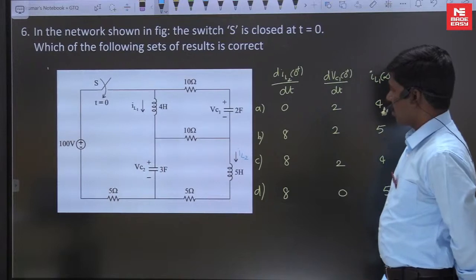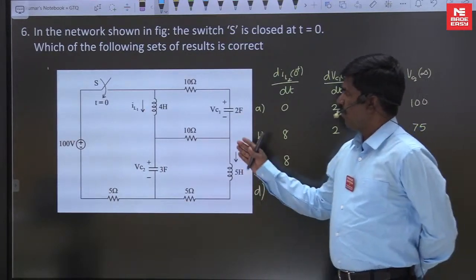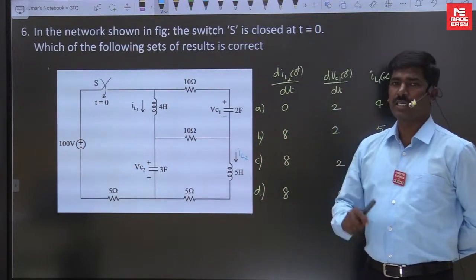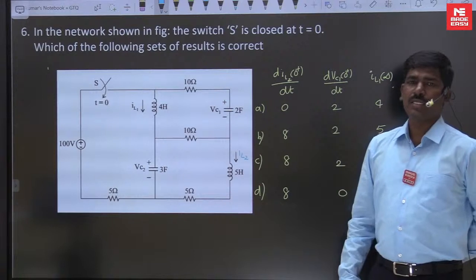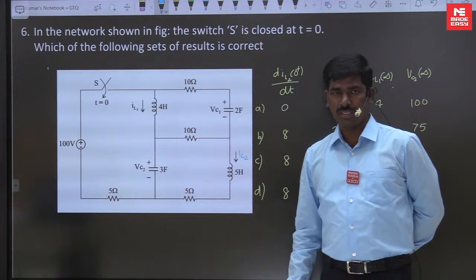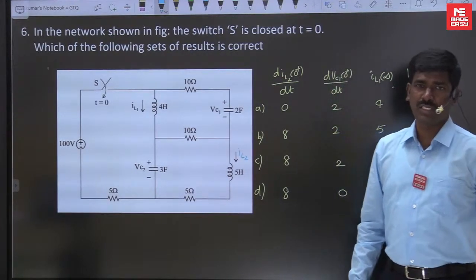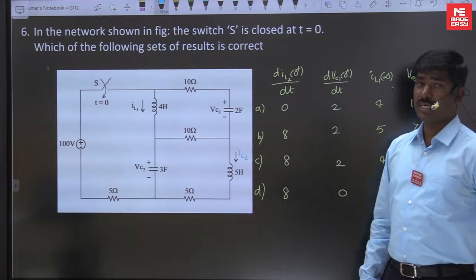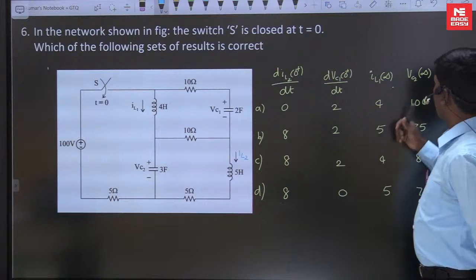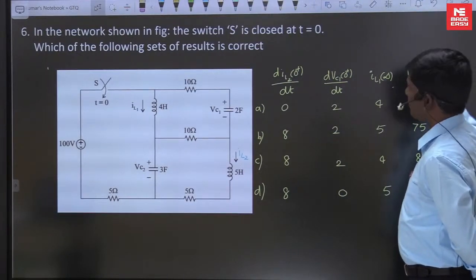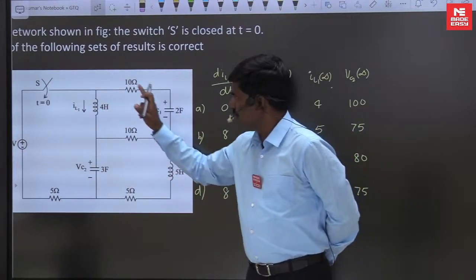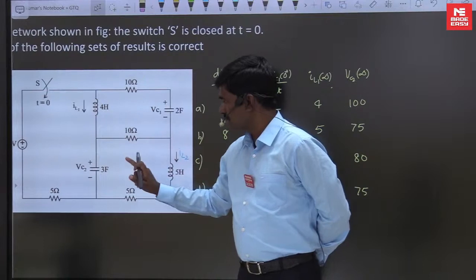Shall I start now? The first is before switching. Whenever you attempt a transient and steady state response problem, first you have to check whether the circuit is connected to the independent source or not. Why? Because an inductor doesn't allow a sudden change of current and a capacitor doesn't allow a sudden change of voltage for all practical inputs. So first, t is equal to 0 minus. Here L1 is without source, L2 is without source, C1 is without source, C2 is without source.